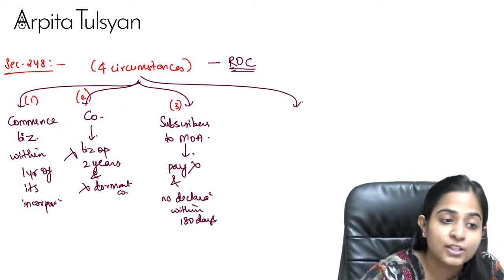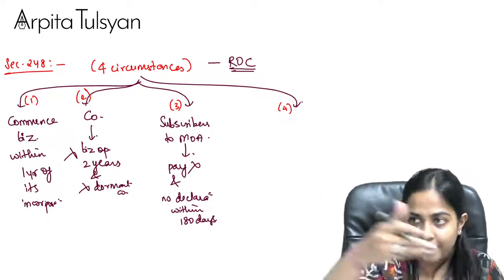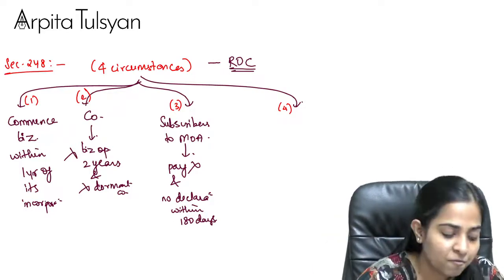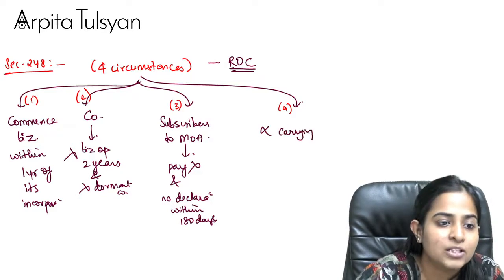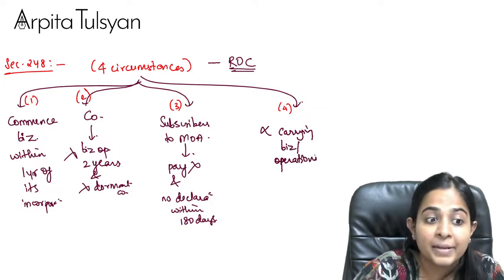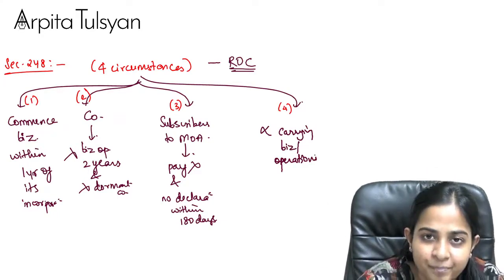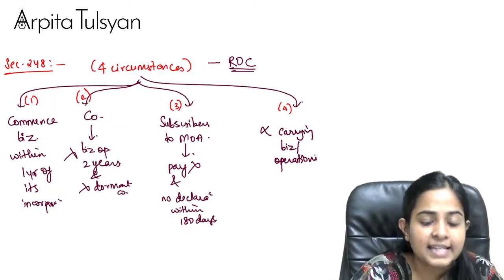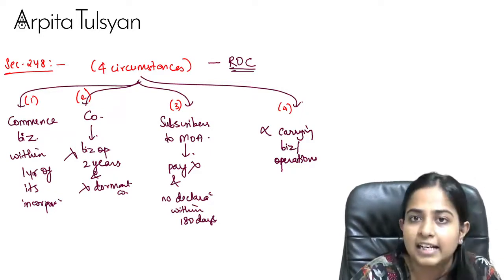Or the last one that is totally different, where ROC conducted some physical examination in the premises of the company. Okay, it came and conducted certain physical inquiry in the place of business, and it came to know that the company is not carrying on business or operations as revealed. Means what I had told to the ROC and what is actually happening, that is totally different. If any one of these circumstances arise, then ROC has got the power to strike off your name from the register of the company.